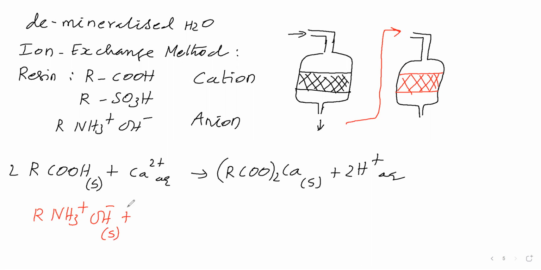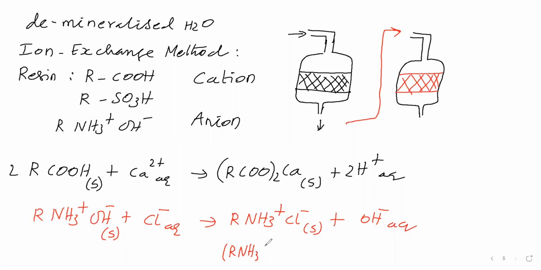Suppose the anion present in the water is Cl minus. OH minus and Cl minus get replaced. Therefore, you get RNH3 plus Cl minus, and OH minus goes into the solution. Suppose the water contains sulfate. Sulfate comes in this place. Sulfate has a 2 minus charge, therefore it takes RNH3 plus 2 times. Like this it will become, and OH minus goes to water.